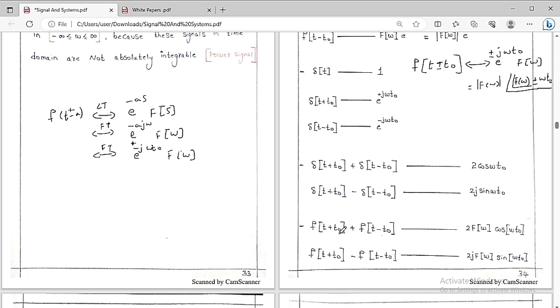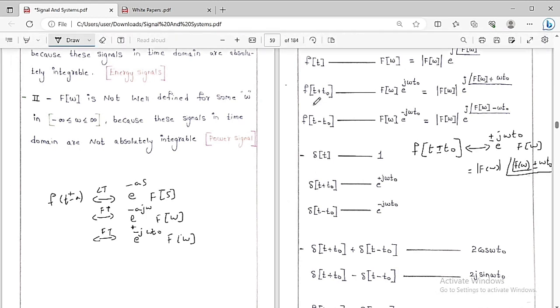So what is the general formula I want to tell you? As I already told you, here f of t plus t naught plus f of t minus t naught. If you add these two things, I have to add the right-hand sides also.